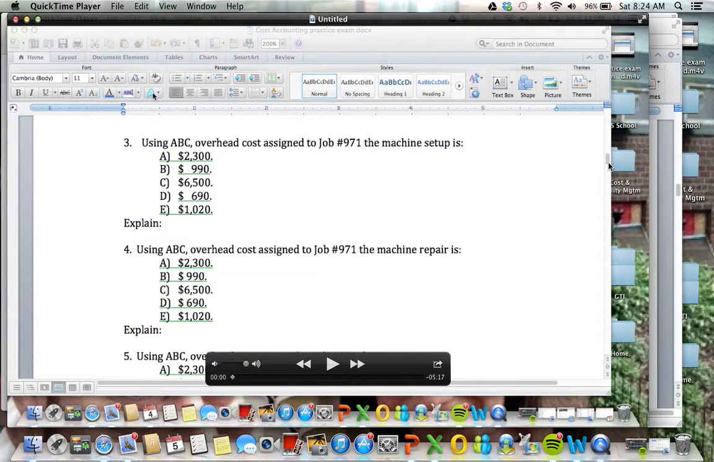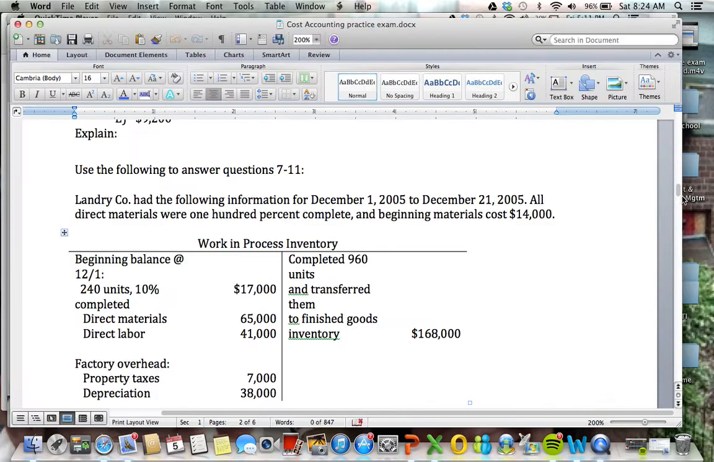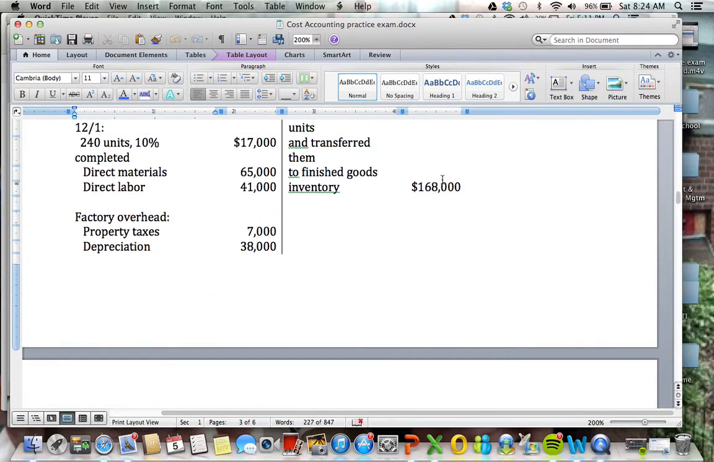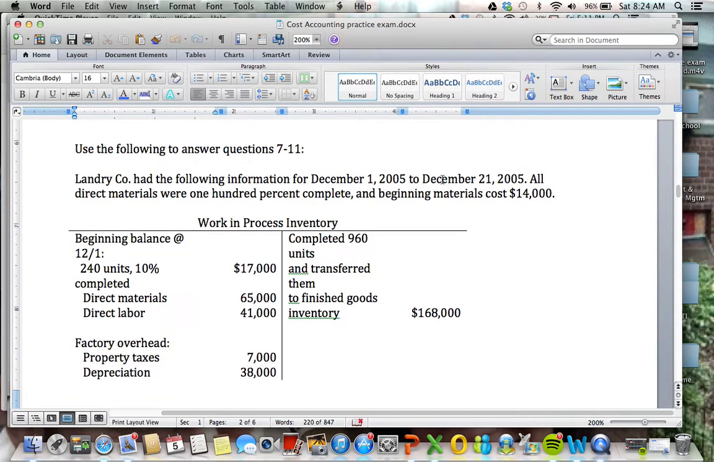And continuing with process costing, we have a problem here regarding Landry Company, which had the following information for December 1, 2005 to December 31, 2005. All direct materials were 100% complete, and beginning materials cost 14,000. So we have work in process inventory.